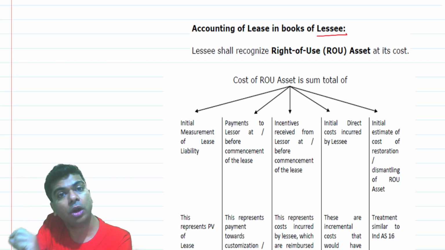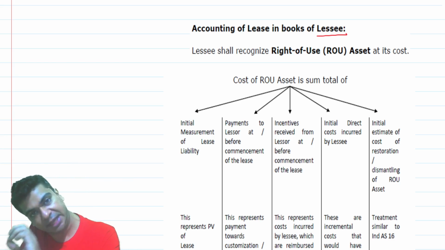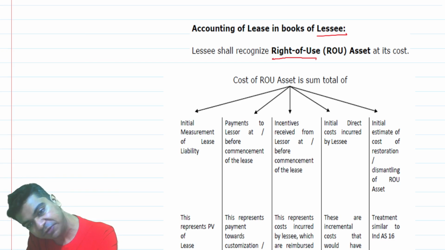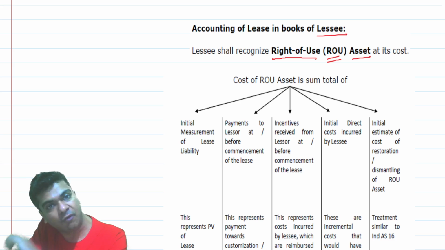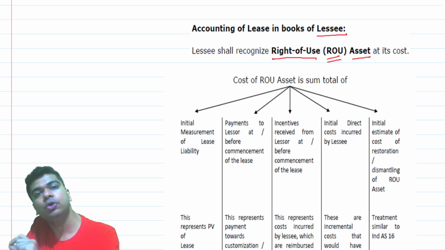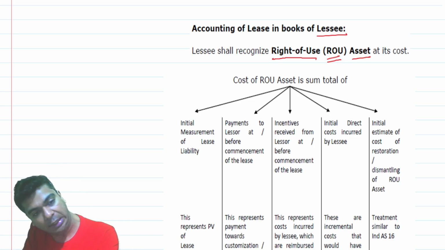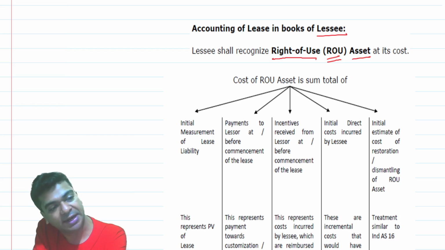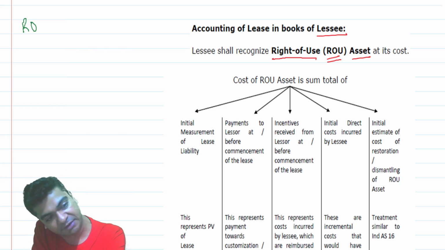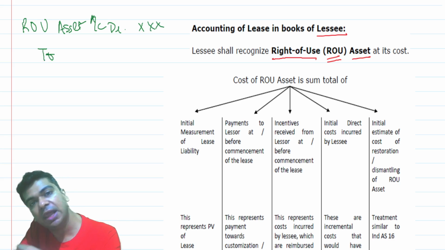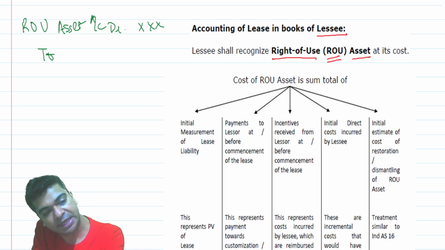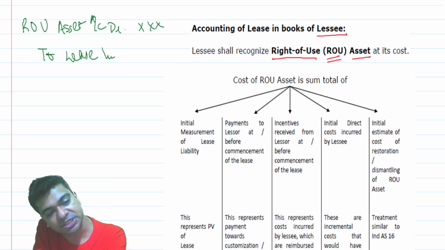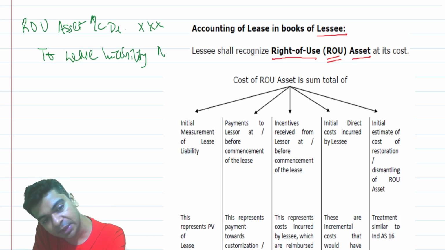You are supposed to incorporate the asset that you acquired on lease in your books. This asset will be referred to as a right of use asset. We will coin the short form ROU. So ROU asset is to be incorporated in the books. Because it is an asset, obviously it will have a debit balance. So my accounting entry will be ROU asset account debit. I will debit the ROU asset, and against that you will have to create a liability. So we will say to lease liability account.